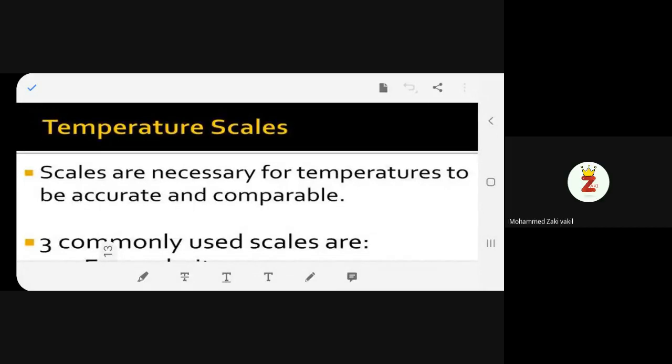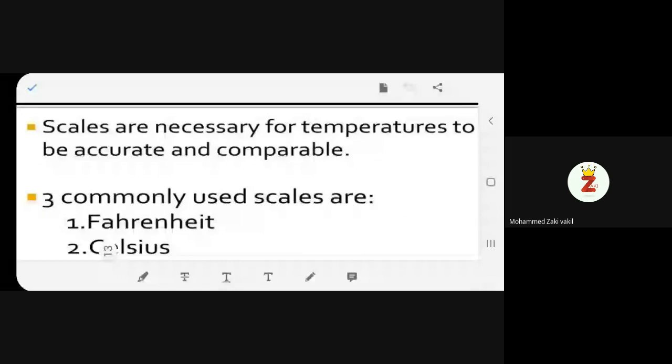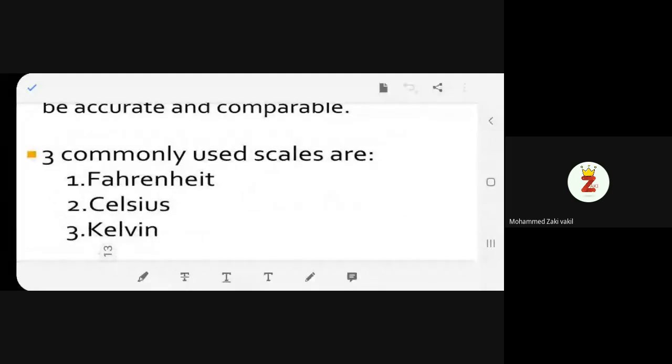Temperature scales. Scales are necessary for temperatures to be accurate and comparable. Three commonly used scales are Fahrenheit, Celsius, and Kelvin.